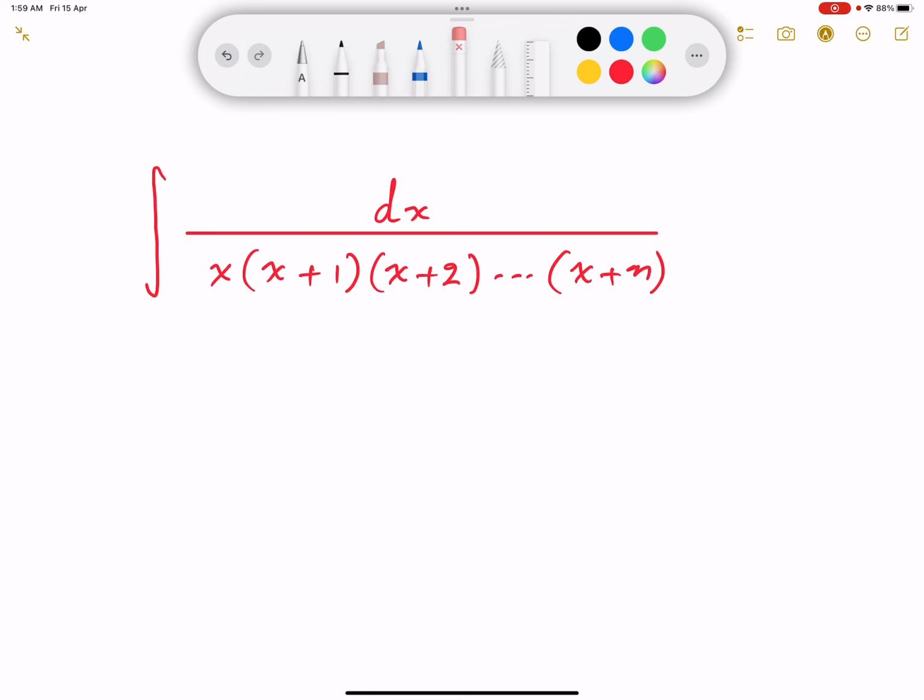Well, the first idea that should come up to our mind is basically partial fractions. So that's exactly what we're gonna do here. We're gonna use partial fractions to rewrite the expression inside the integral, and that's gonna make it easy.